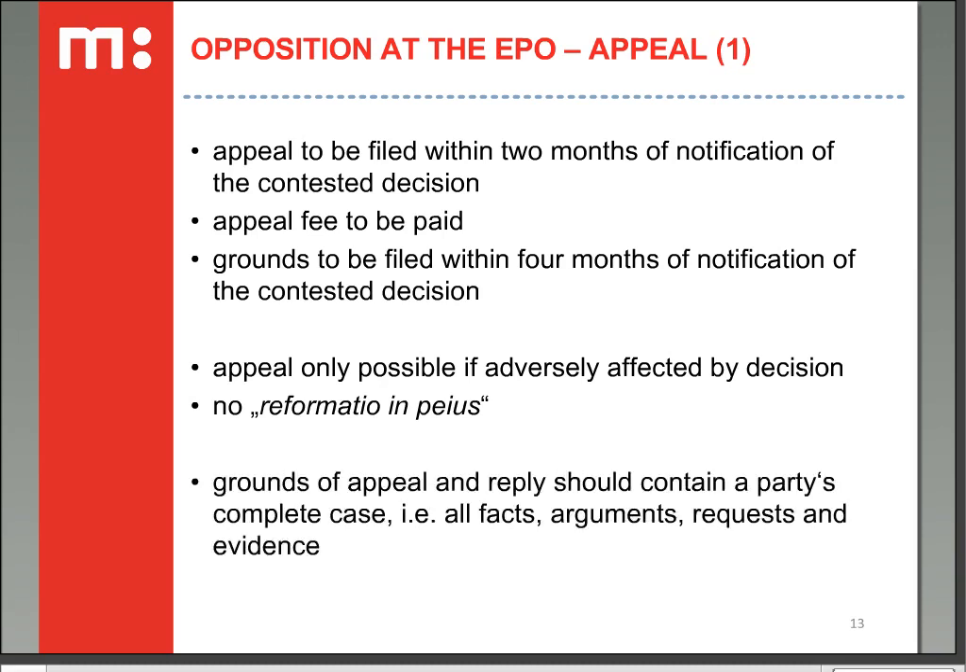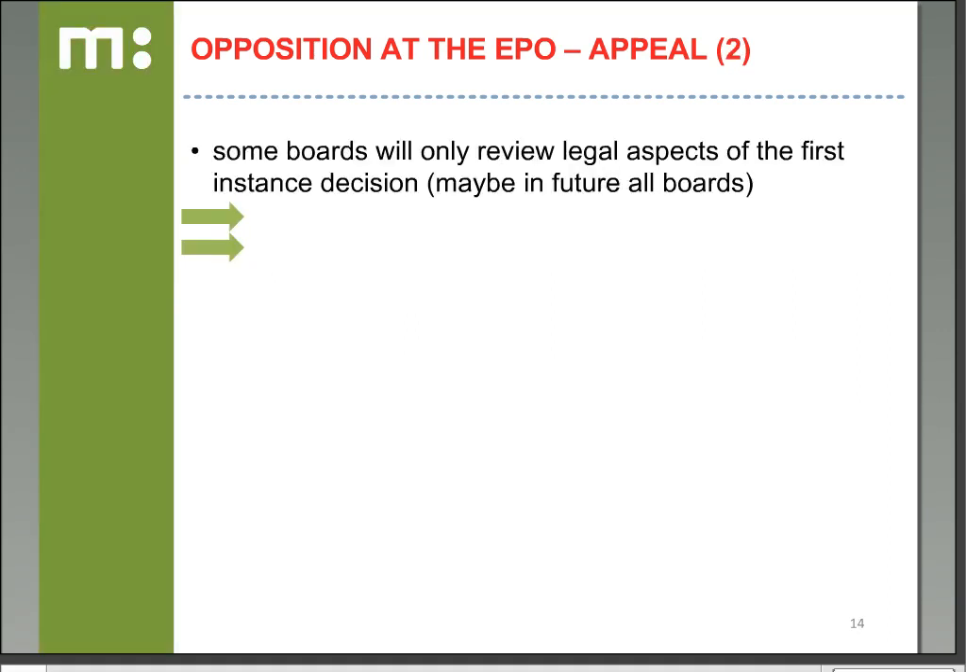As with opposition, the grounds of appeal should contain the complete case of your party, all facts, arguments, requests, and evidence, because even more than in the opposition stage, in the appeal stage, later evidence and requests may be rejected by the boards of appeal. And in some cases, during the last years, there was a tendency that some boards of appeal took the position, well, it's an appeal, it's not a completely new instance, we only will review the legal aspects of the first instance decision.